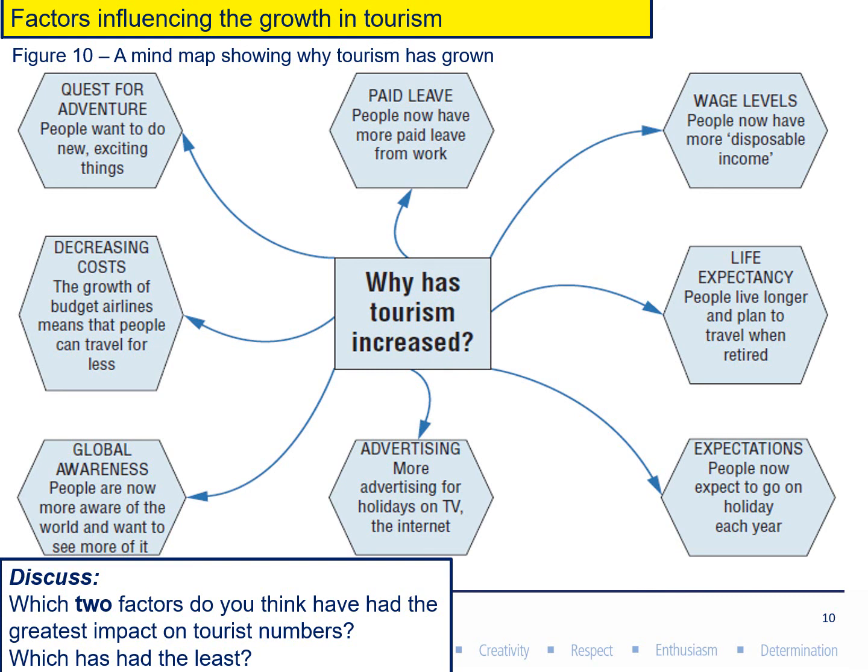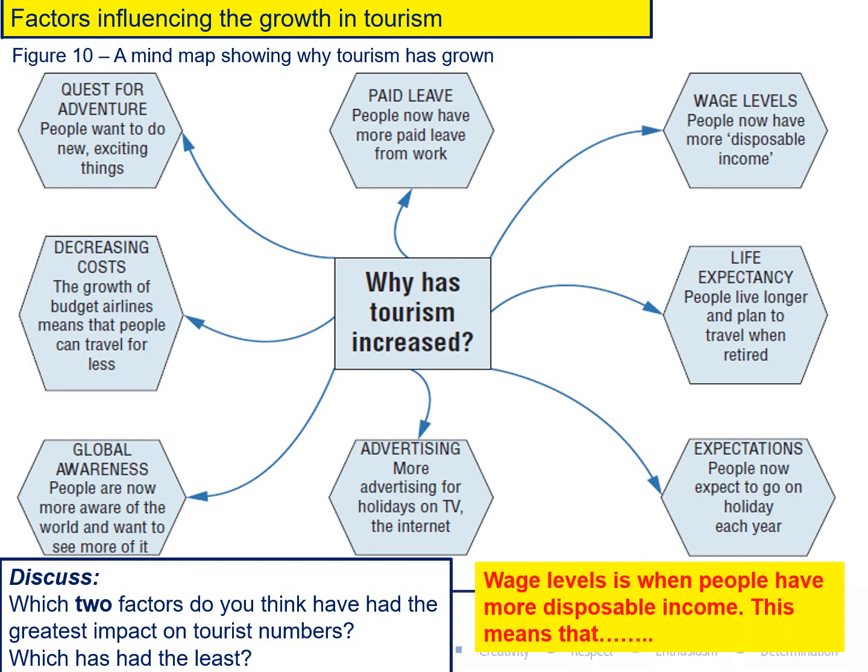So choose 2, and I want you to tell me which have had the highest impact and what's had the lowest. Now, how I want you to do this is very simple. I want you to explain why you think that. Now look, I'm going to use this one as an example.